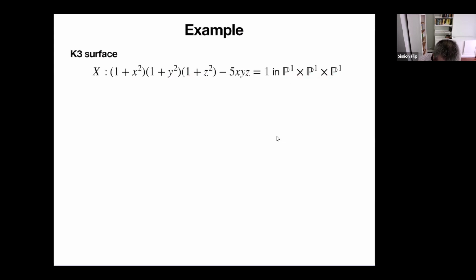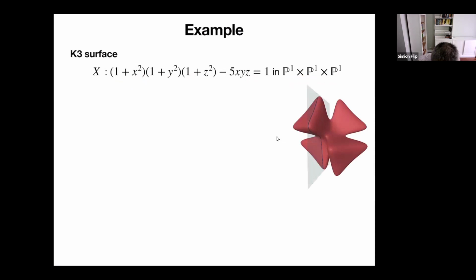I'm saying that it's in P1 cross P1 cross P1 to specify how to look at this equation in homogeneous coordinates. So strictly speaking, this equation is in an affine 3-space, and I need to compactify it, and I want to compactify it in this product of P1s.